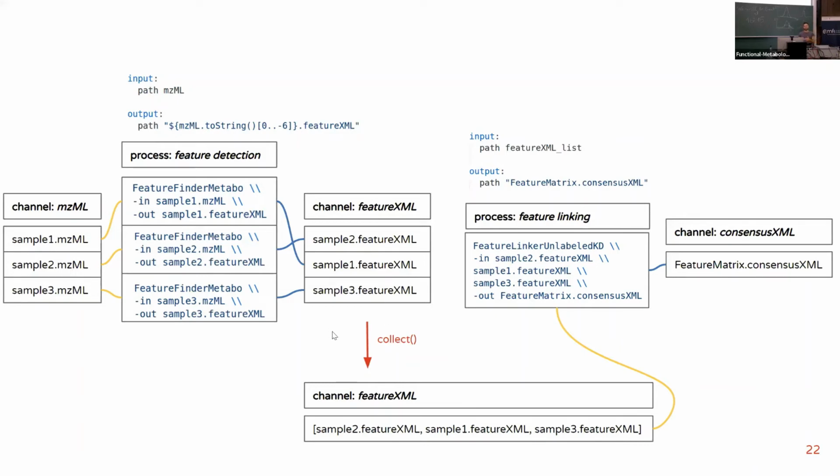We can then collect all the items in the channel and put them in a list. So we would have a channel that only has one item in it, which is a list. And this channel was the input of the feature linking process. And interestingly here, you can see the input is the featureXML list, and it automatically unpacks that, namespace separated, into your command line tool function call. And the output is just the consensus XML channel. That's it.